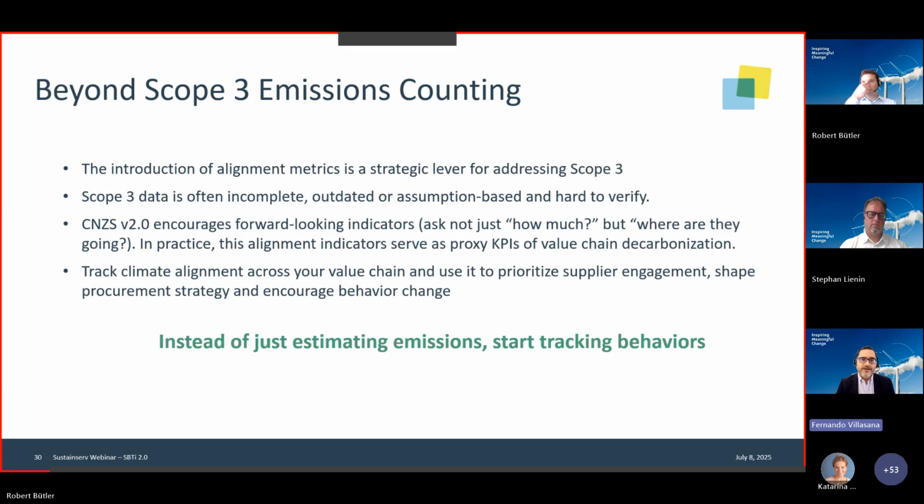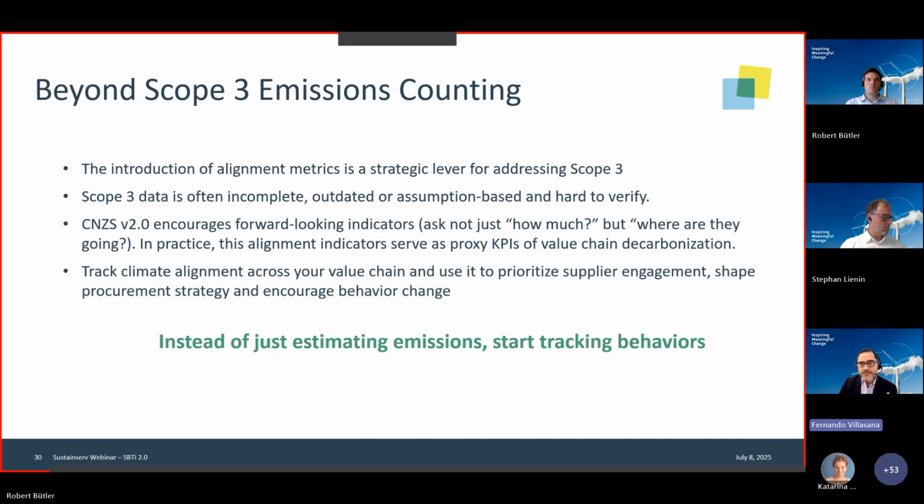But using this secondary data just limits how useful the inventory estimates really are for your decarbonization plans. We all know that setting targets is relatively easy using the absolute contraction approach, but when it comes down to demonstrating any progress, the use of secondary data or spend data is a big obstacle. The new standard invites companies to take a more forward-looking view, which is using these alignment indicators to assess where suppliers or partners are heading.